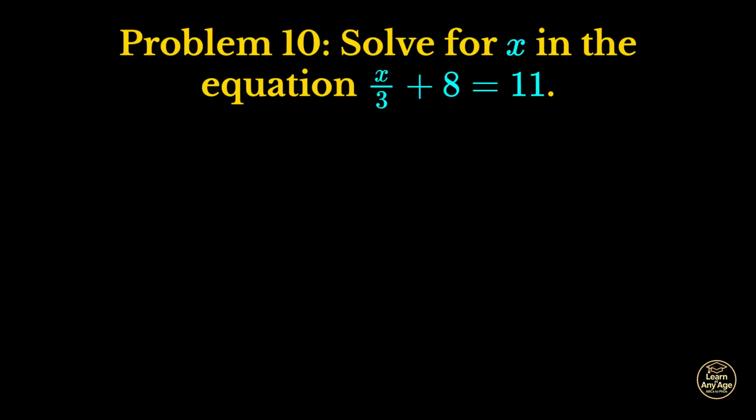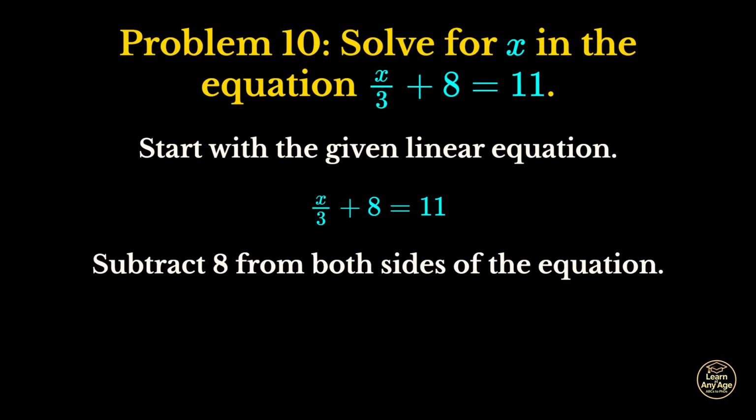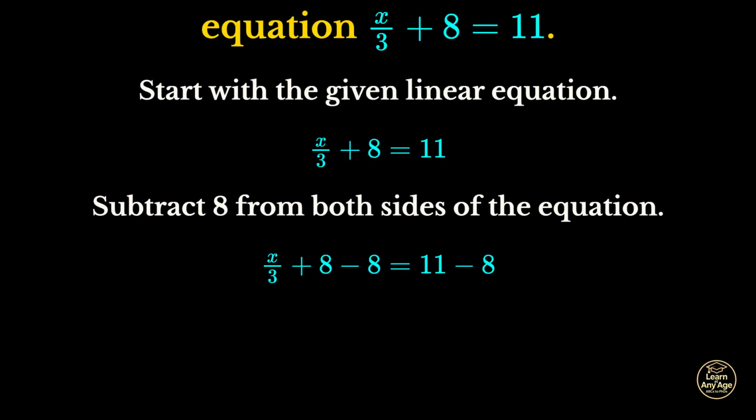Problem 10. Solve for x in the equation x over 3 plus 8 equals 11. Start with the given linear equation. X over 3 plus 8 equals 11. Subtract 8 from both sides of the equation. X over 3 plus 8 minus 8 equals 11 minus 8.